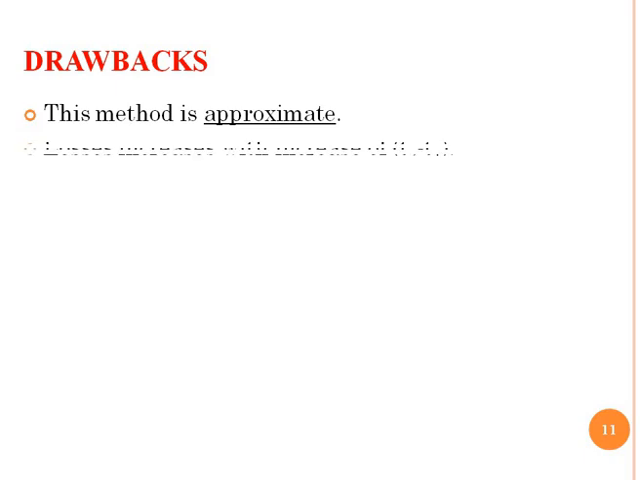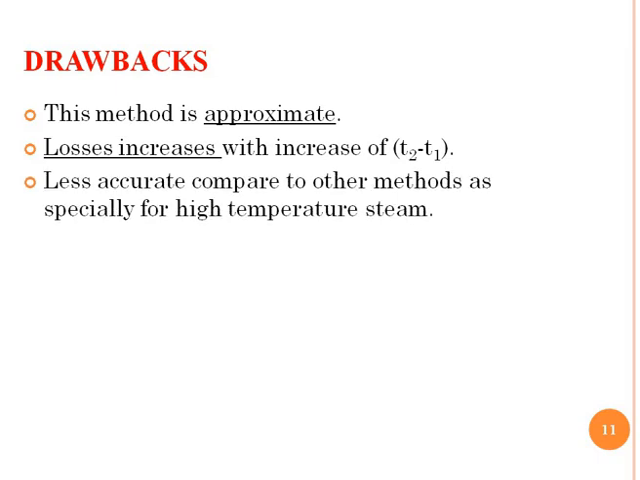What are the drawbacks of this calorimeter? Mainly, it is an approximate method. This is the first one. Why approximate? Because it does not give an accurate value, as losses are there, and as T2 minus T1 increases, these losses increase. That's why it is less accurate compared to the other methods available for finding dryness fraction.